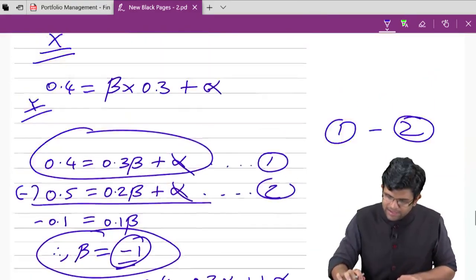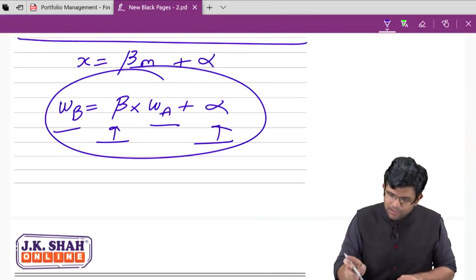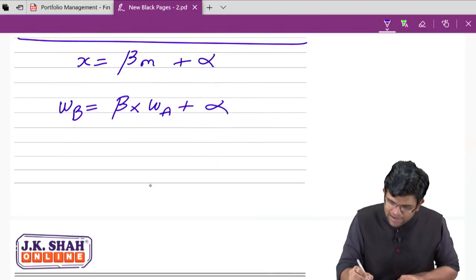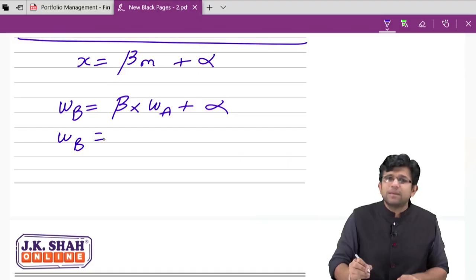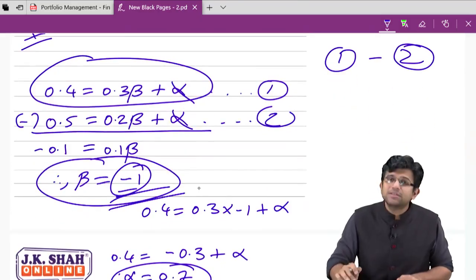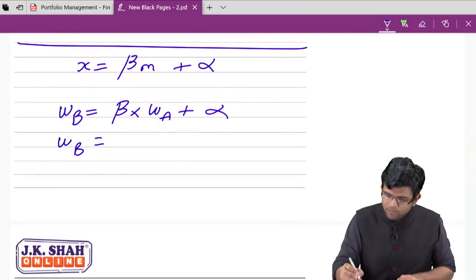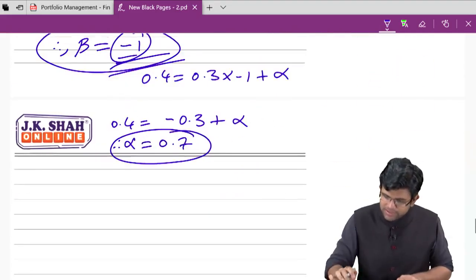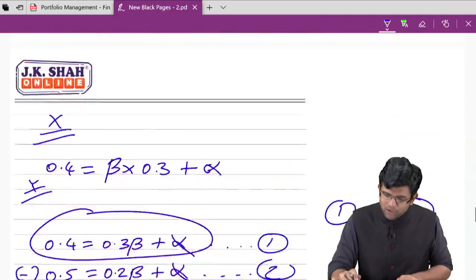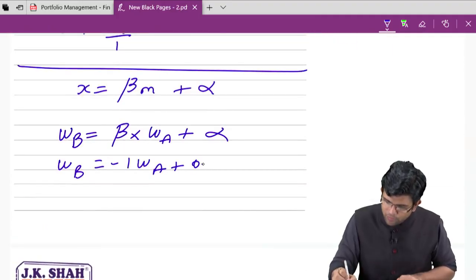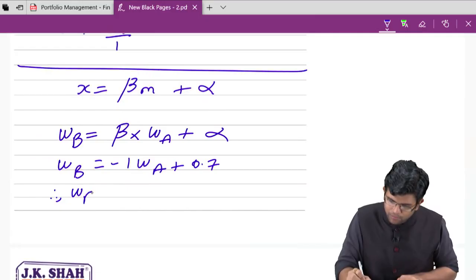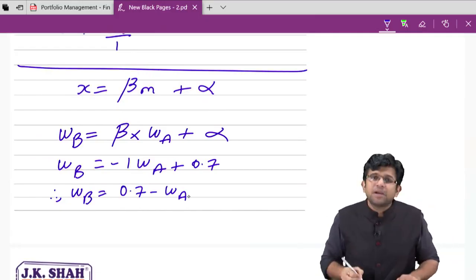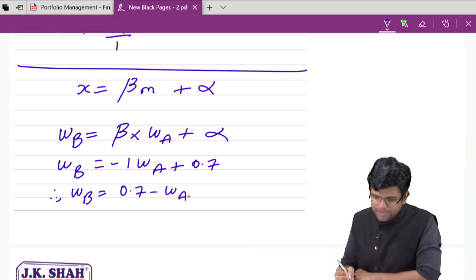Do you understand that now this particular equation can be put into use properly? Can I say WB is equal to, what is the beta we got, students? Beta we got is -1. So I'll write down here WB is equal to -1 WA plus how much alpha we got, students? Alpha we got is 0.7. So I'll write down here plus 0.7. Therefore, WB is equal to 0.7 minus WA.